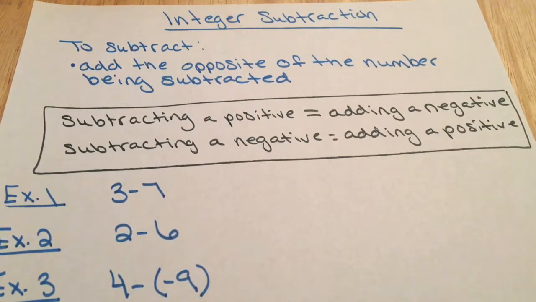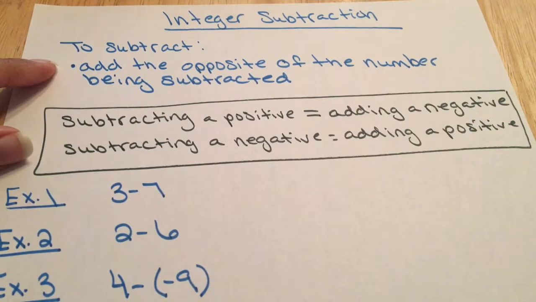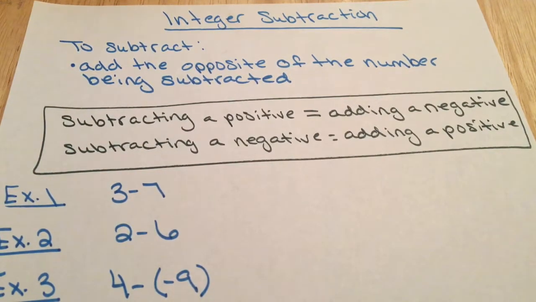Hi everyone. So we're now going to get into integer subtraction. This is by far the hardest thing to do with integers. So to subtract, we have one rule that we need to follow. Add the opposite of the number being subtracted. Sounds easy enough, it gets very confusing.